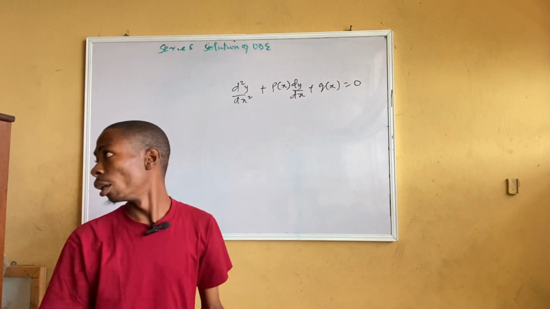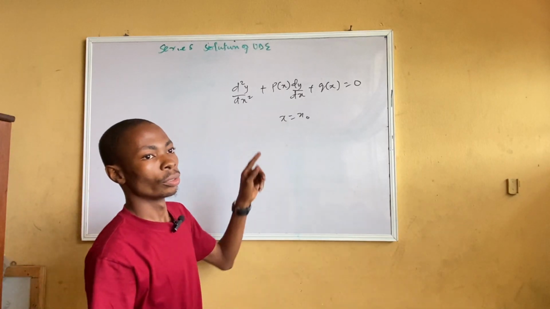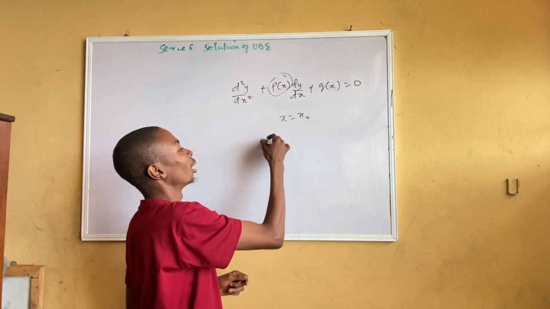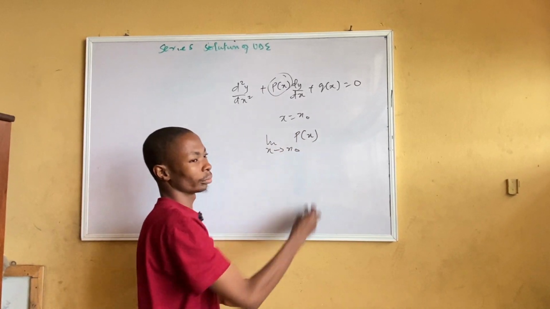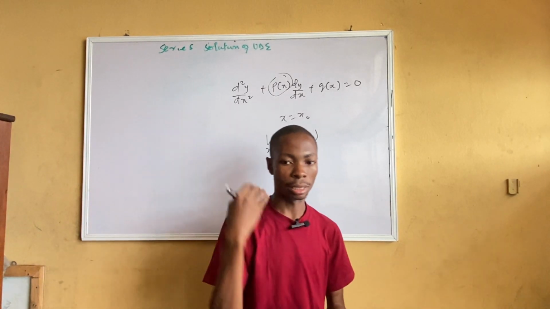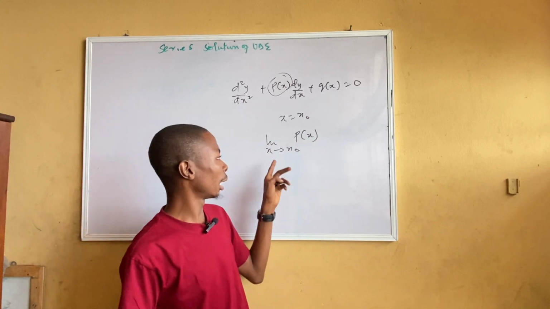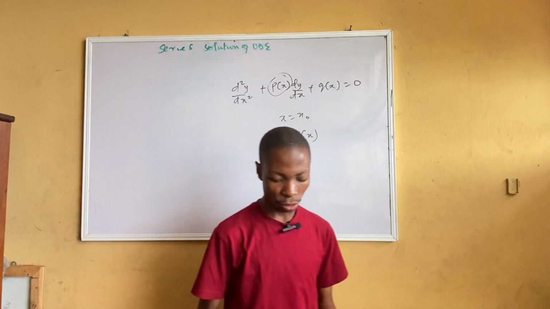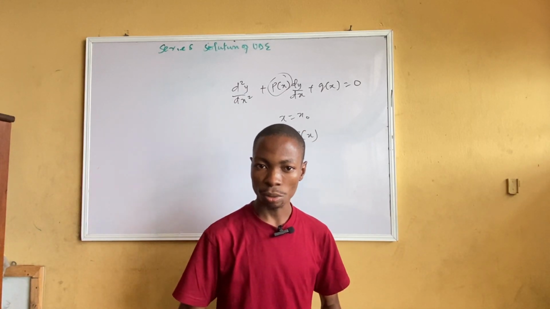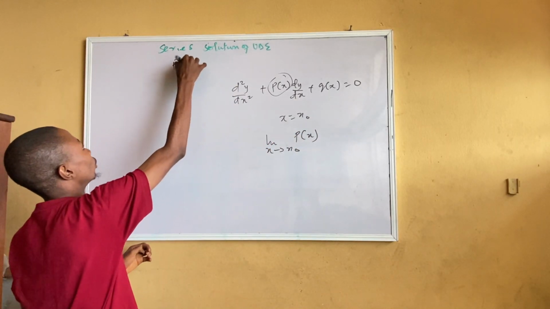Now suppose we have a point x equals x naught. If the limit at the point x equals x naught of this p of x gives us 0 or any number other than infinity, then we say that point is an ordinary point. So today I want to look at the solution when x equals 0 is the ordinary point. That is what we call the Frobenius method.